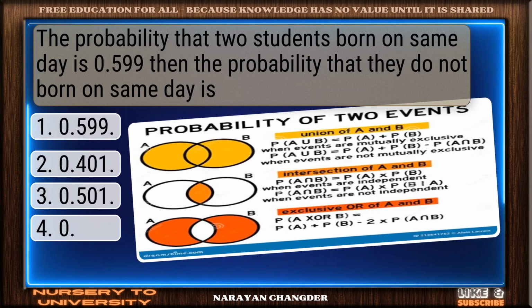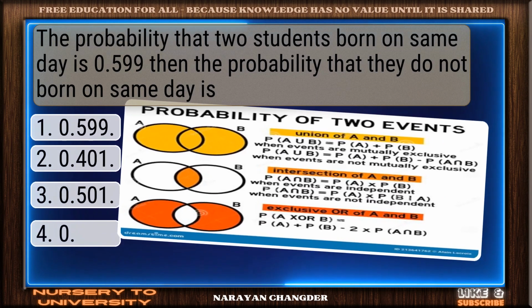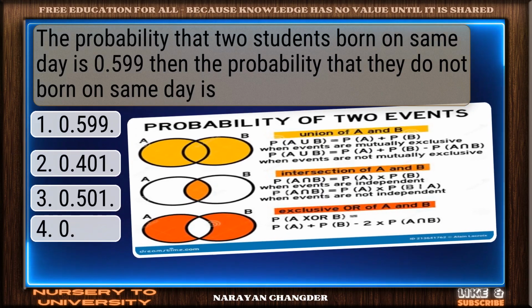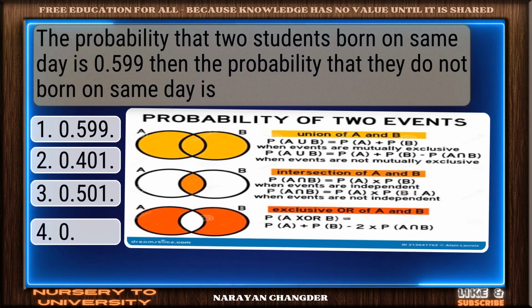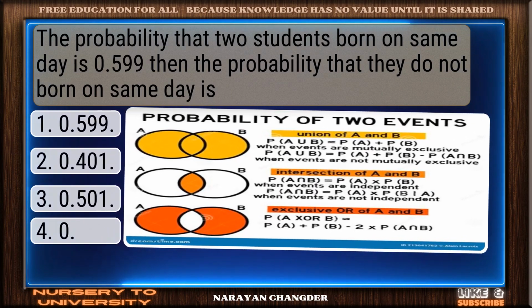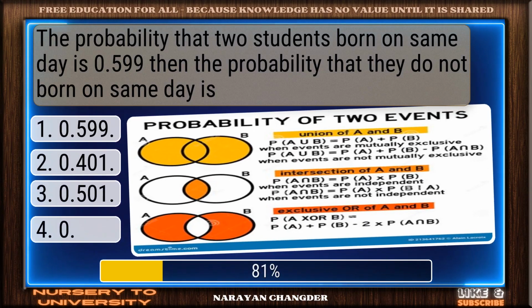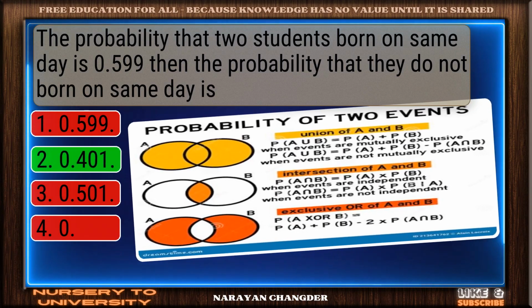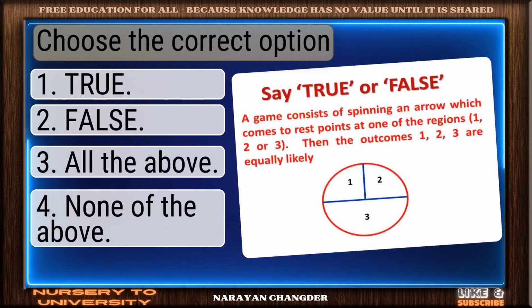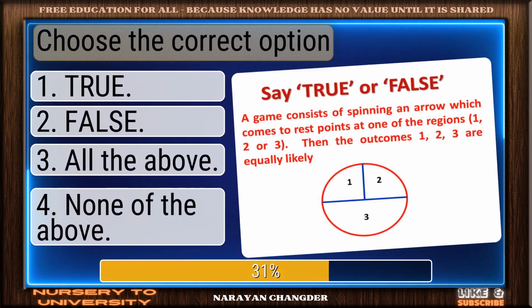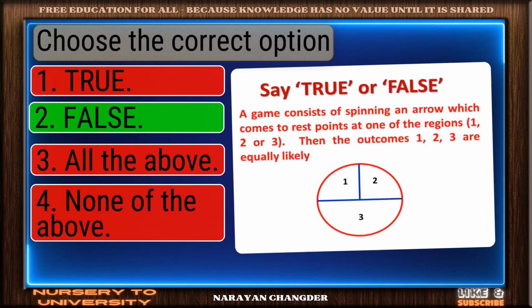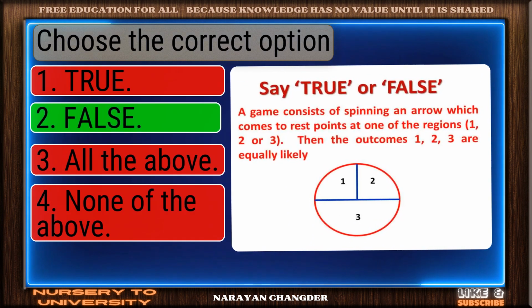The probability that 2 students are born on the same day is 0.599. Then the probability that they are not born on the same day is... Right choice. 401 is best. Choose the correct option. Nice work. False fits perfectly.